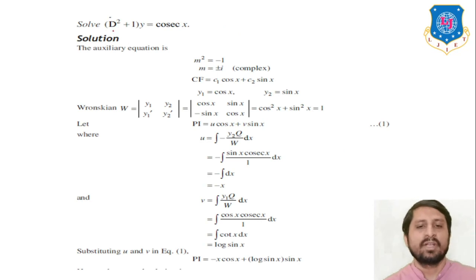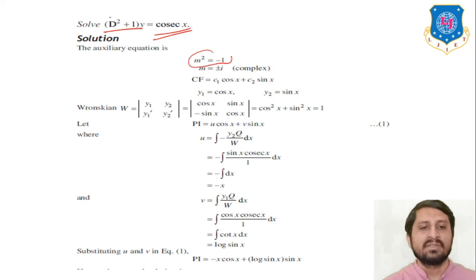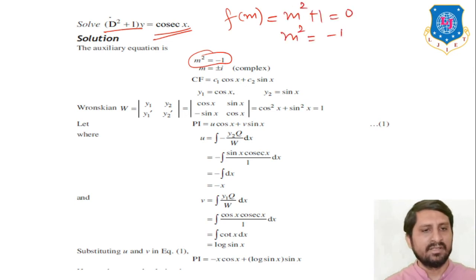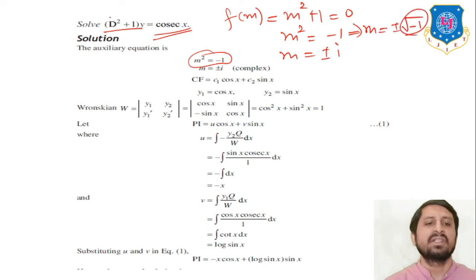Let's take one more example: D square plus 1 into y is equal to cosec x. First we find the complementary function. f of m is m square plus 1 equal to 0. So clearly m square is equal to minus 1, so m is equal to plus or minus square root of minus 1, and square root of minus 1 is i. So m is equal to plus or minus i.